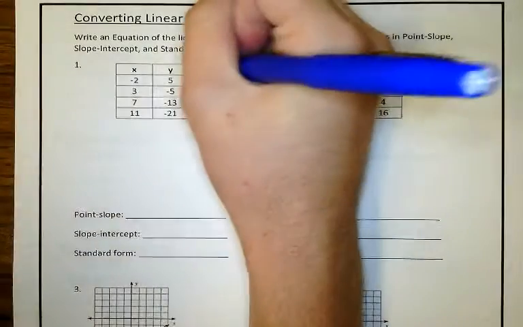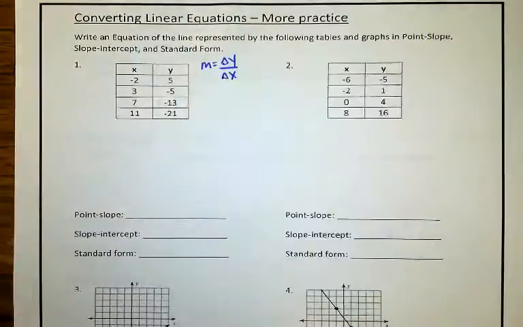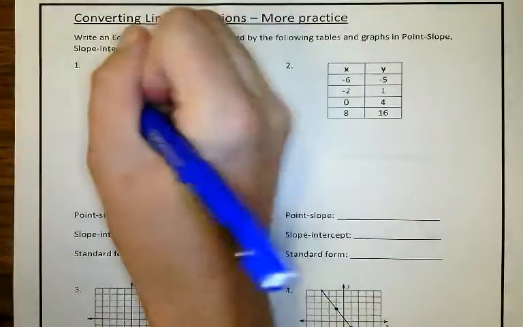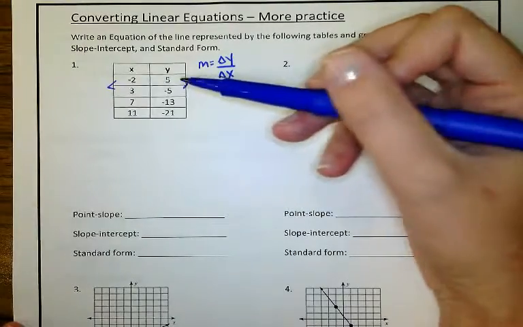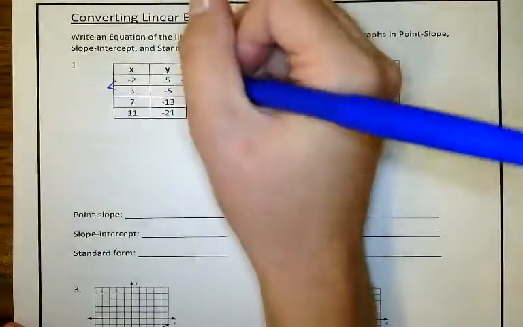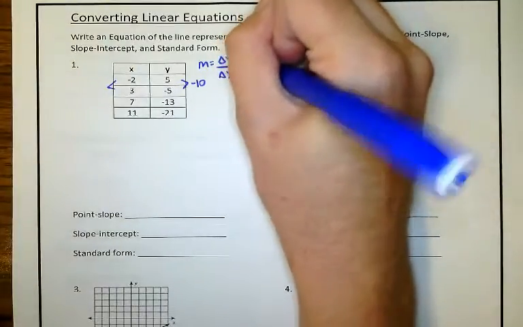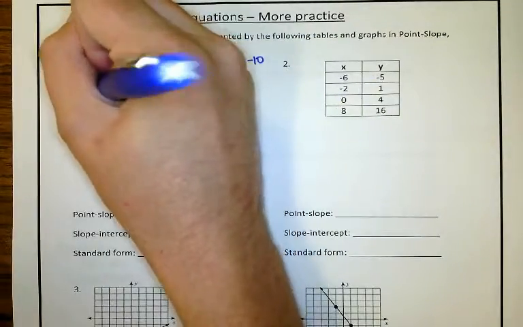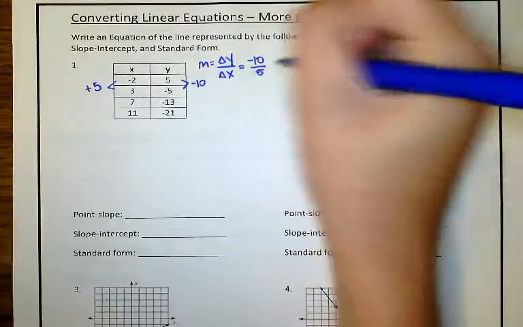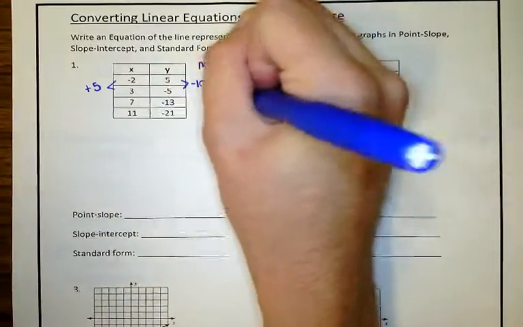Remember, you do the change in y over the change in your x, correct? So here we go. What is the change in my y? From 5 to negative 5. We're subtracting 10. You're absolutely right. Okay, what about from negative 2 up to 3? We're adding 5. So the change in my y is negative 10. The change in my x is positive 5. So my slope is negative 2. Do y'all feel good with that?